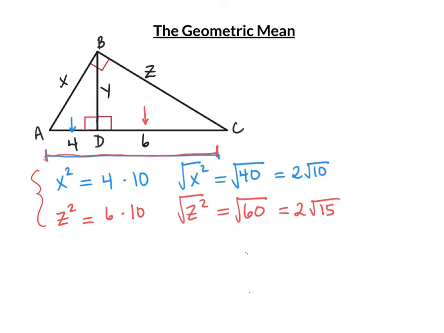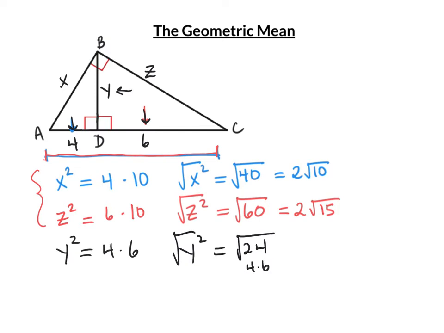And the last one, let's find y. It's y squared. That's the height squared of the big triangle, equals these two pieces multiplied, 4 times 6. That becomes y squared equals 24. We square root both of those to find y. And the largest perfect square in 24 is 4 again. 4 times 6. I can take the square root of 4. It's 2 that goes out in front of the root. 2 root 6 is my answer for y.